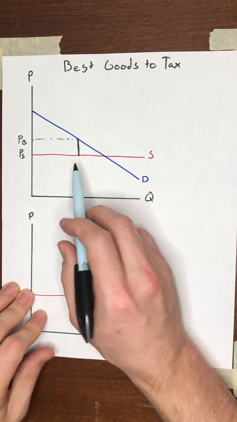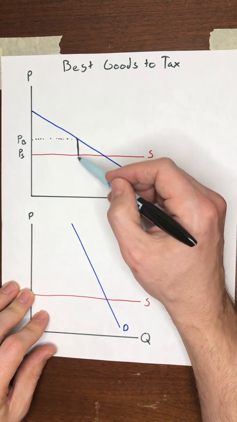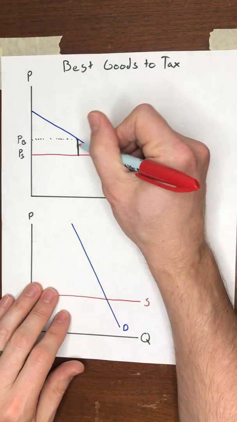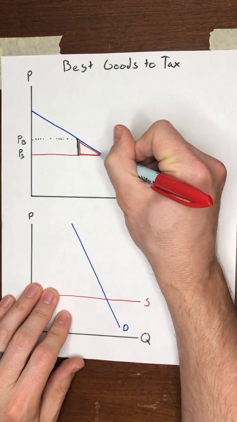Okay, so let me see. We have that tax wedge results in a higher price to the buyers, and the deadweight loss is going to be this triangle here. Right.